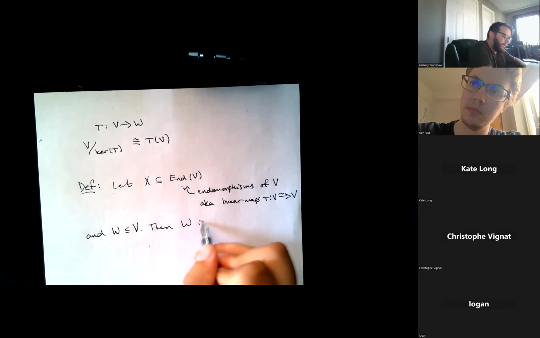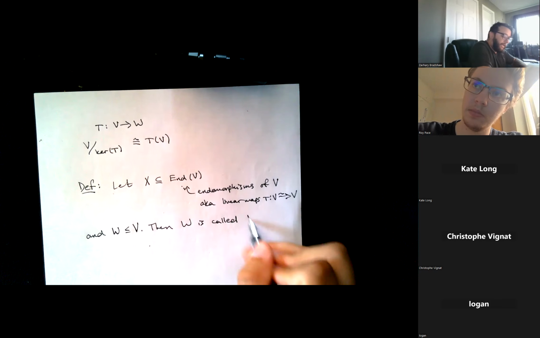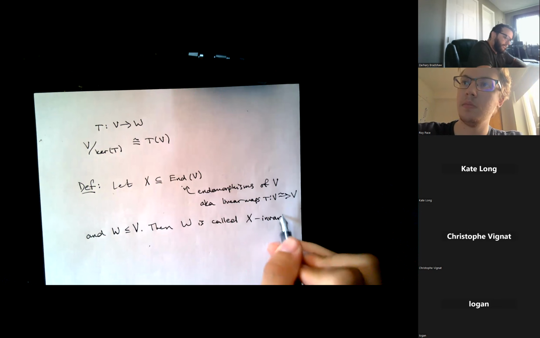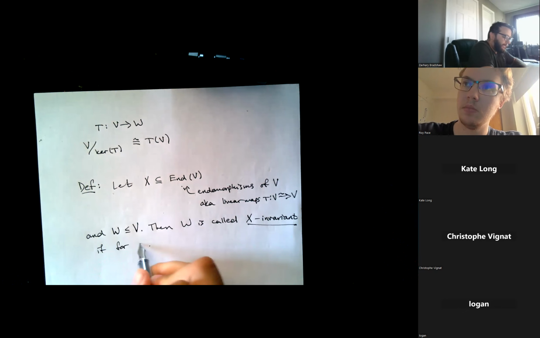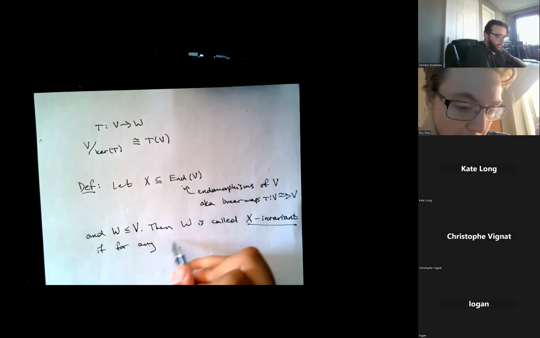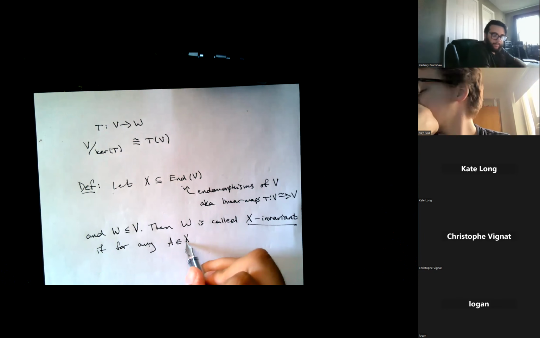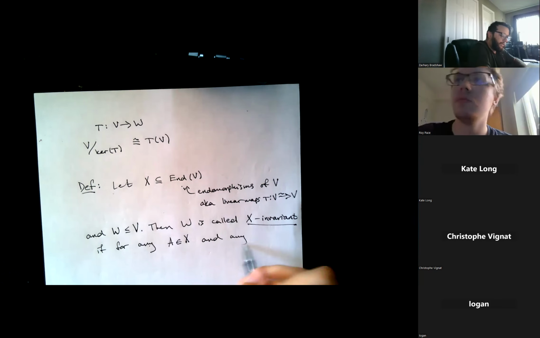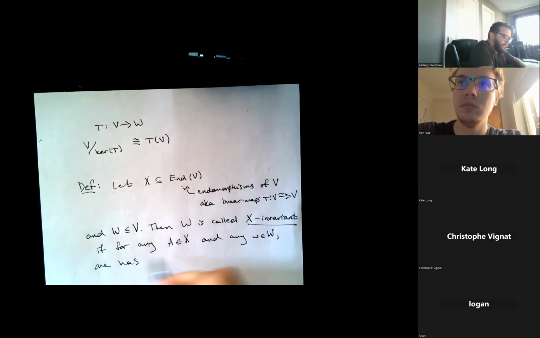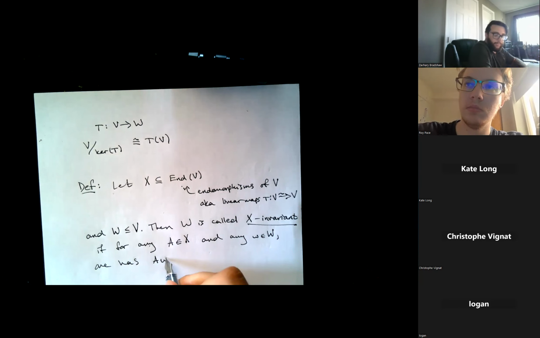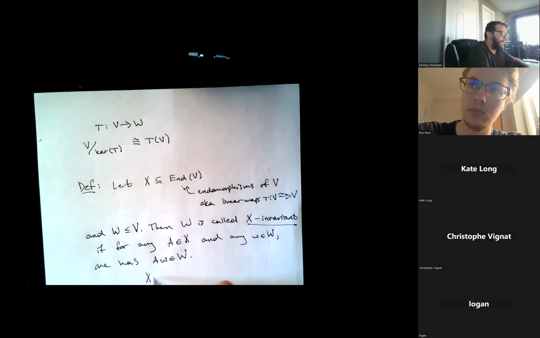Then W is called X invariant if for any A in X and any w in W, one has that A w is still in W. So in other words, if you take the entire set X and act on the entire set W, it's still contained in W.